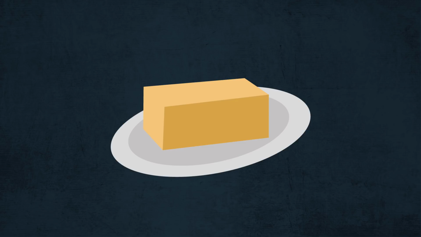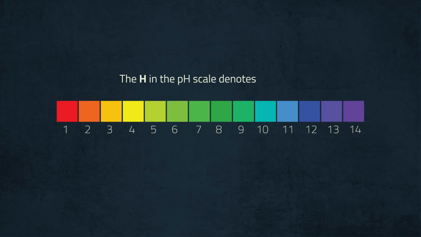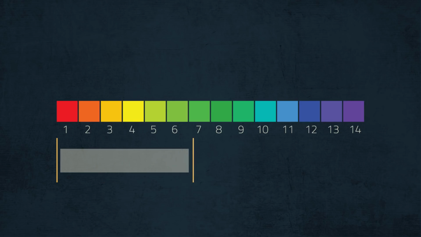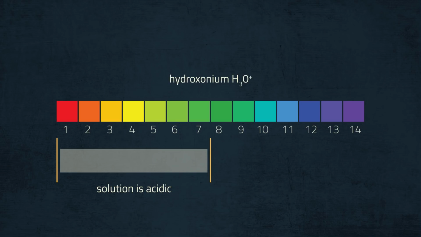Large quantities of hydrogen are used to hydrogenate vegetable oils to form fats, for example, to make margarine. The H in the pH scale denotes hydrogen. It represents the concentration of hydrogen ions in water. When the pH is lower than 7, the solution is acidic, and it is the hydrogen, or more strictly the hydroxonium ion, that makes the acids reactive.